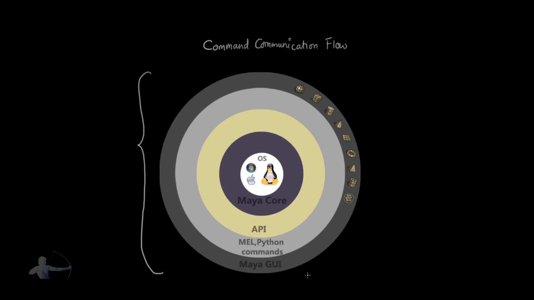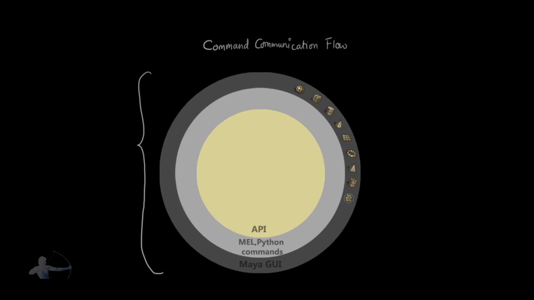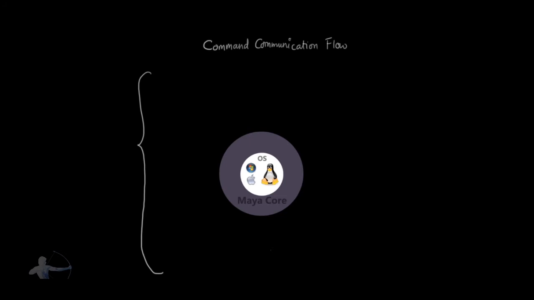So if we write cmds.select, that might execute several API commands with that single execution. The outer layer is mel and Python commands, and then you have the Maya GUI. For example, when you press the create sphere button, it executes a mel command which executes one or more API commands, and then it affects the Maya core. So that is the command communication flow. The basic Maya application itself is called Maya core. Whenever something is introduced inside Maya core, that is called registration.